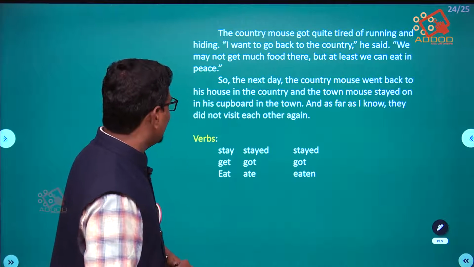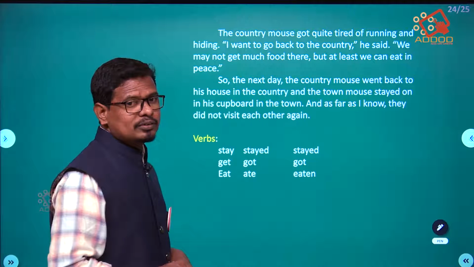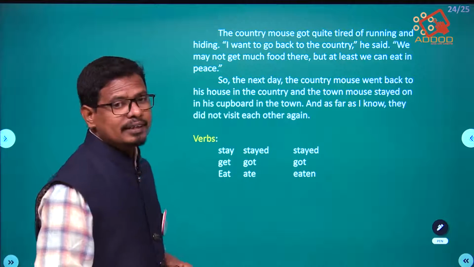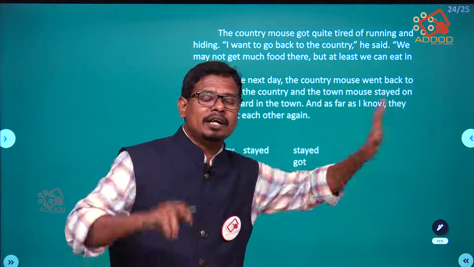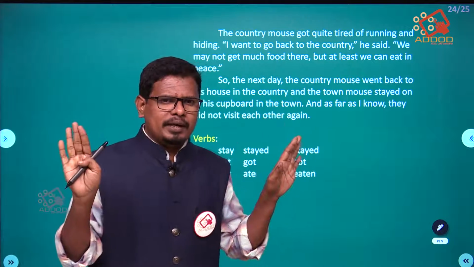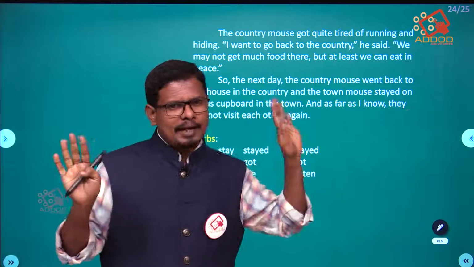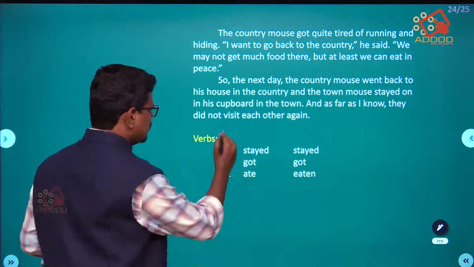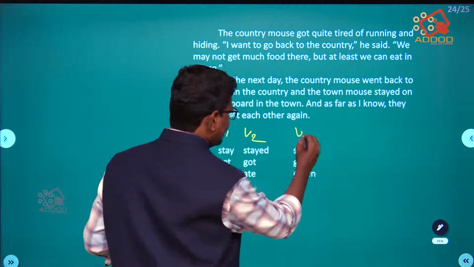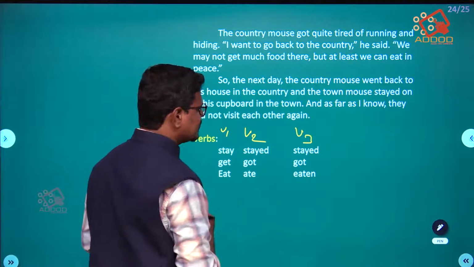So the next day the country mouse went back to his house in the country and the town mouse stayed in his cupboard in the town, and as far as I know, they did not visit each other again. The town mouse stayed in the town, the country mouse stayed in the country. So they are happy. The country mouse didn't like the town and the town mouse didn't like the country. So you have the verbs stay, stayed, stayed; get, got; eat, ate, eaten.